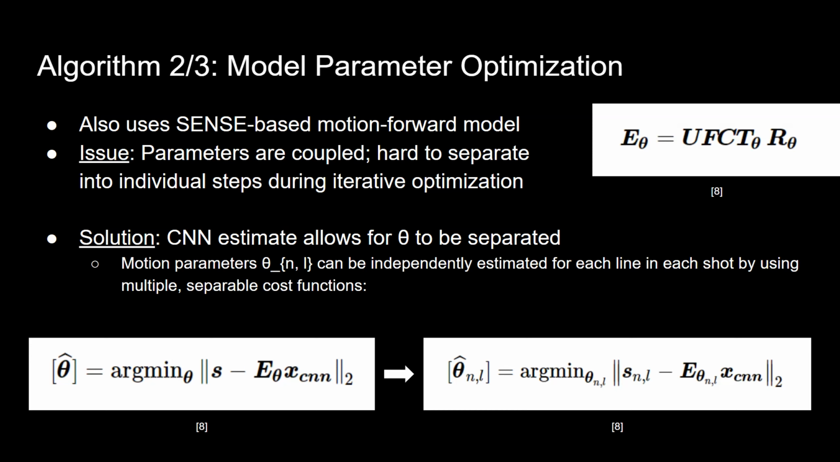This means that we can just directly optimize the model parameters, and beyond that, actually separate them out for each shot or each line, depending on how the acquisition was performed. So this means you can massively parallelize the computation, bringing it from about 50 minutes in TAMER to like 7 minutes in this approach. Next slide.